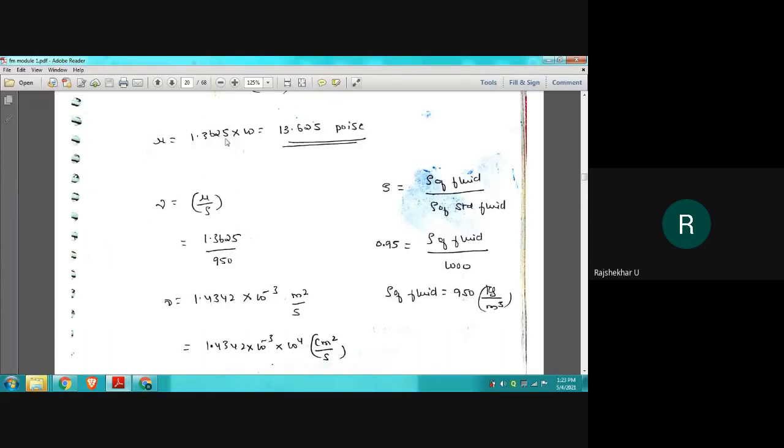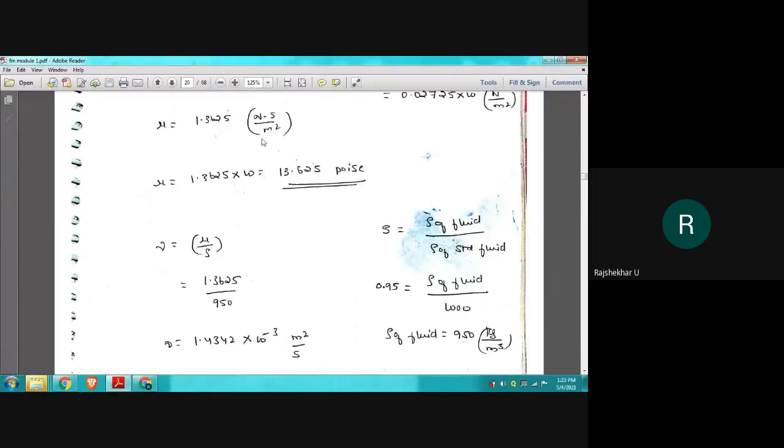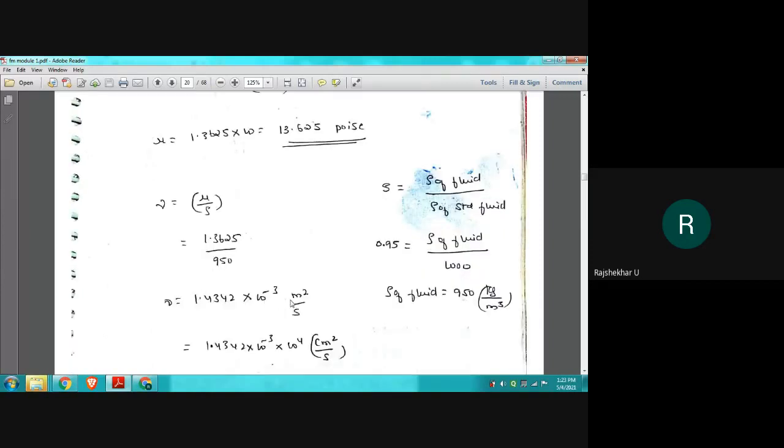So this is 1.365 into 10, this is in poise. But we are using this value, 1.3625 in SI units, divided by 950 kg per meter cube. This is also an SI unit. So whatever answer we get, we will get again in SI units only. That is 1.4342 into 10 power minus 3 meter square per second.